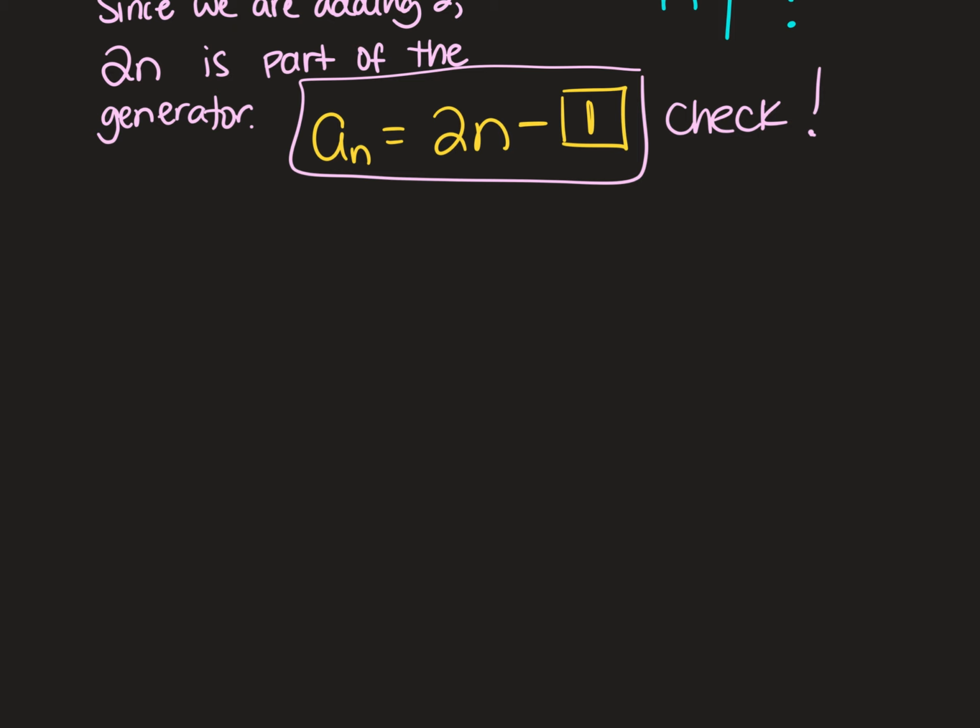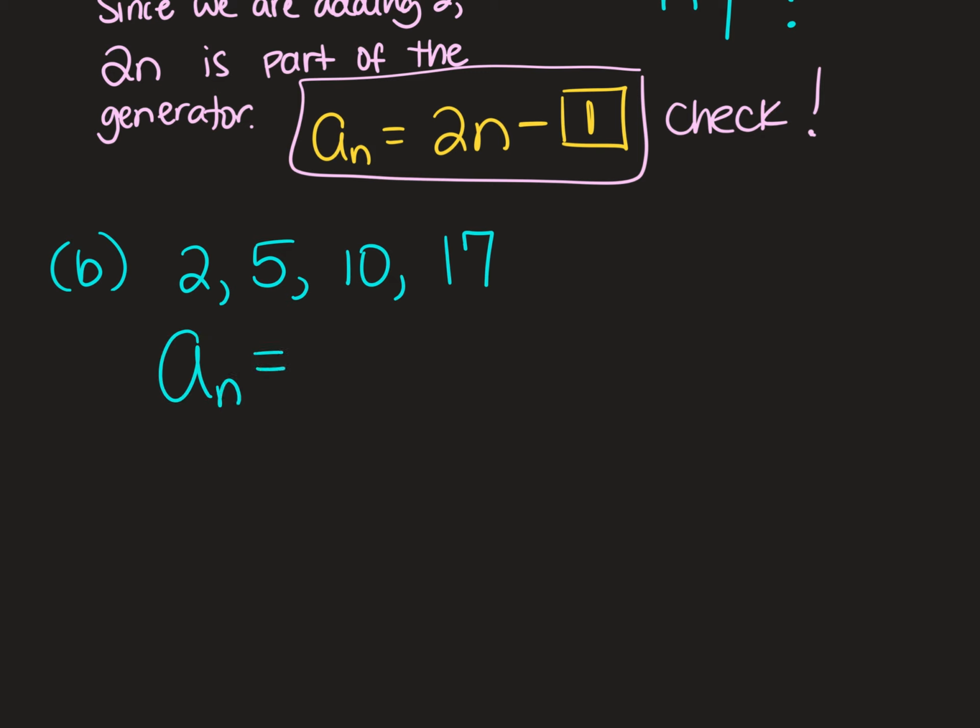Okay, so B maybe is a little more interesting. So with B, I have 2, 5, 10, 17. And again, I want to figure out what is my generator. Okay, so a sub n is my goal. a sub n equals something. That's what I'm trying to figure out here. I do like to organize my thinking in some kind of a chart or a table. I just think it helps you sometimes see the pattern a little bit better, right?